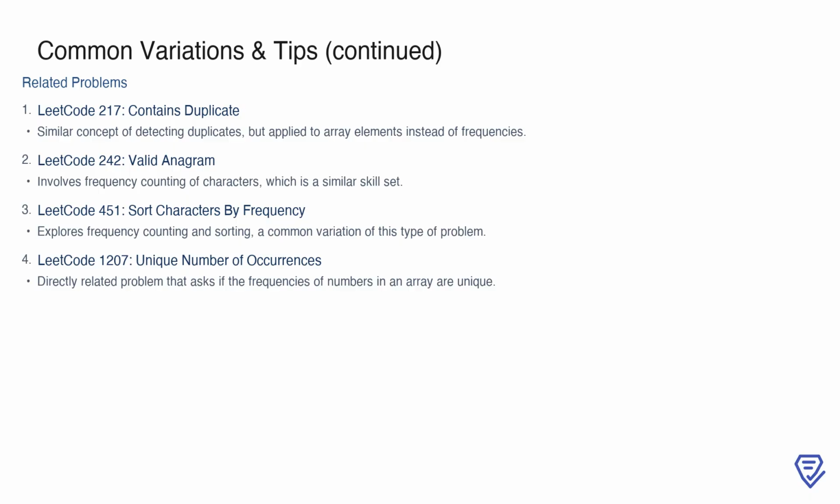You can also look at LeetCode 451, Sort Characters by Frequency, which combines frequency counting with sorting, introducing a common variation of this type of problem. And finally, of course, there's LeetCode 1207 itself, Unique Number of Occurrences, which asks you to determine whether the frequencies of numbers in an array are unique. Each of these problems reinforces key concepts like frequency counting, duplicate detection, and efficient handling of data structures.